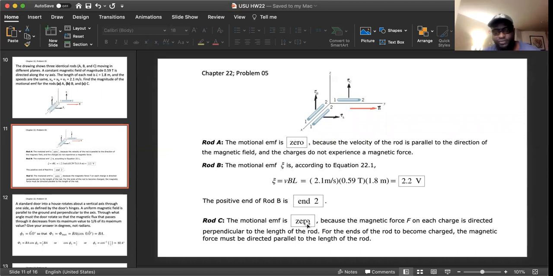Then the motional EMF for C is 0, because the magnetic force on each charge is directed perpendicular to the length of the rod. For the ends of the rod to become charged, the magnetic force must be directed parallel to the length of the rod. So this one is also 0 for the C part. Okay.